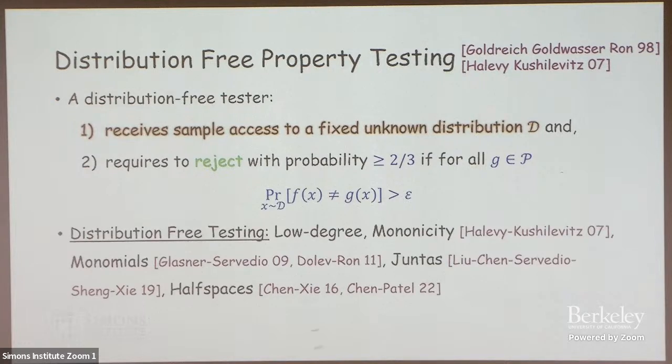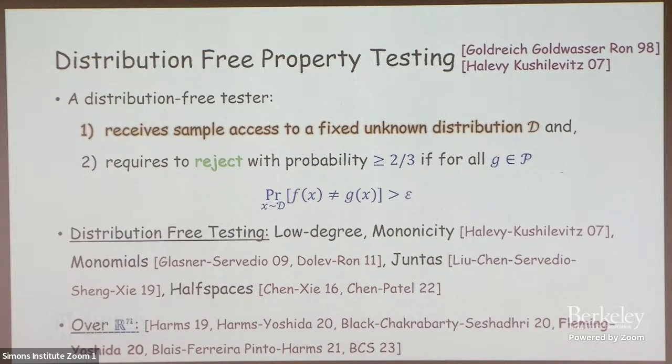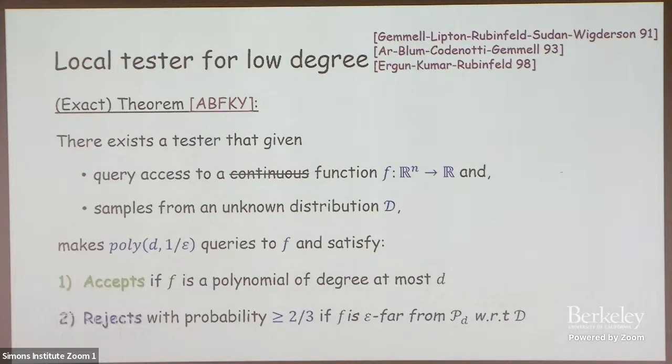There are many works on distribution free testing, and especially Halevi and Kushilevitz were the first to give a low degree tester for distribution free. And also over R^n, there are distribution free testers. The most relevant is Fleming and Yoshida for linearity testing. So we actually generalize the result for low degree. So, coming back to our result.